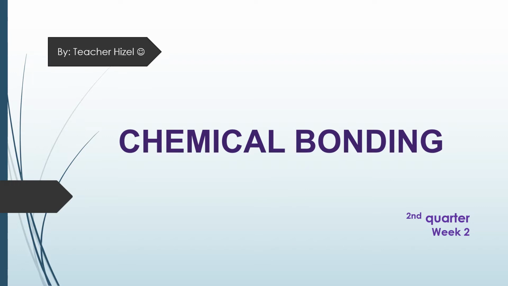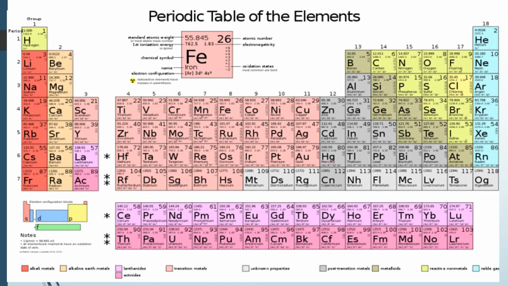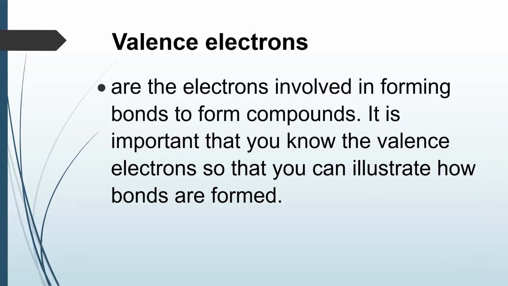Today, our topic for second quarter, week 2 is chemical bonding. Valence electrons. Valence electrons are the electrons involved in forming bonds to form compounds. It is important that you know the valence electrons so that you can illustrate how bonds are formed.